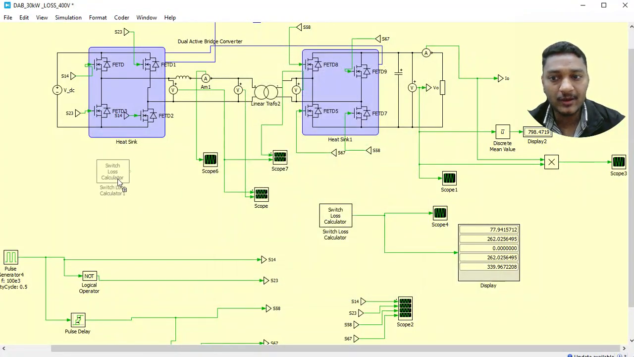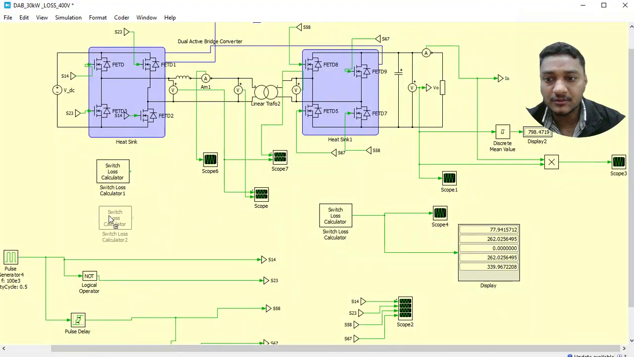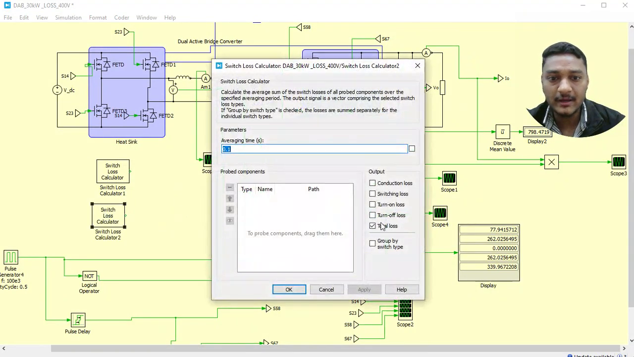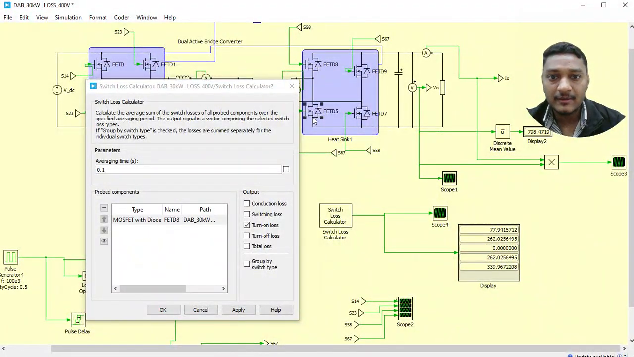So this is my one switch loss calculator. Now I will take another for the secondary bridge. Again I am going to tick it there, and I just want the turn on losses here. Now, which MOSFETs do I need? I will take the secondary side MOSFETs. So this is the first MOSFET, then this is the second MOSFET, then this is the third MOSFET, and this is the fourth MOSFET.